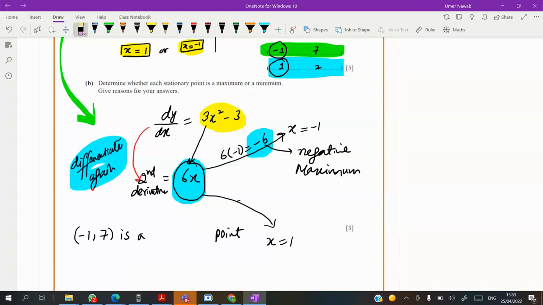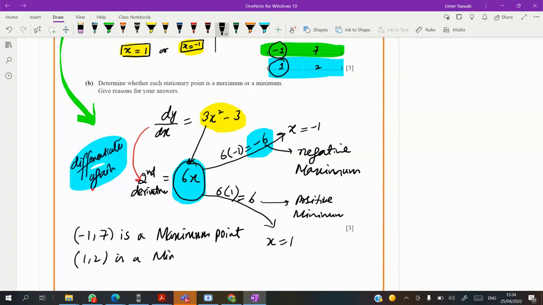So this point is a maximum point. And when you substituted x is equal to 1, it gives you 6, a positive number. So the opposite of positive, that this point should be a minimum point. So let me write here 1, 2, minus 1, 7. So 1, 2 is a minimum point.